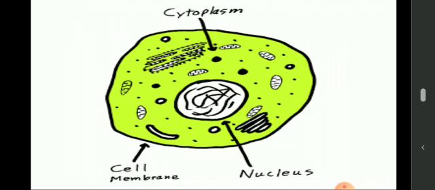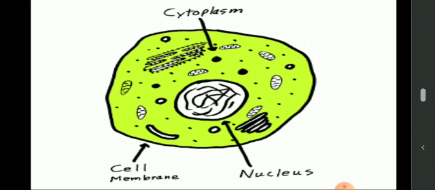Now, the second major component present in the cell is the cytoplasm. It is a jelly-like substance which is present between the cell membrane and the nucleus. The cell membrane is the outer boundary. All the organelles float or lie in this cytoplasm.